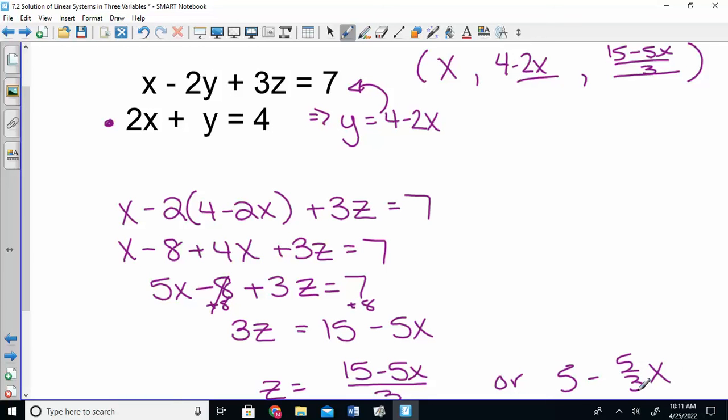So if I give you more variables than equations, your answer is going to look something like this.